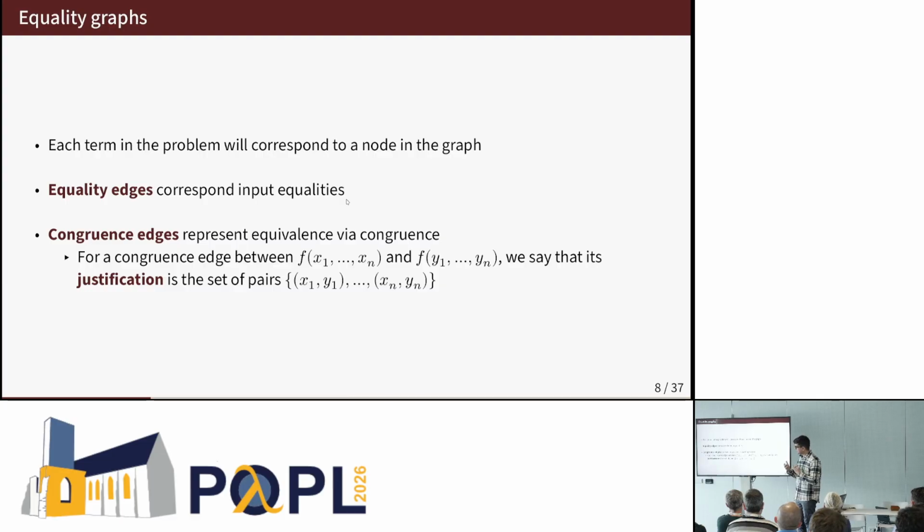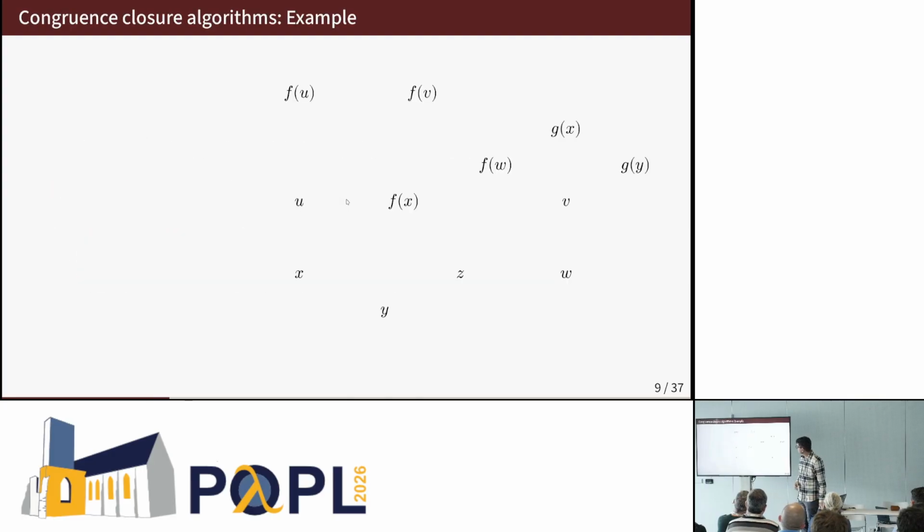So in a sense, the justification is like the pairs of terms that have to be equivalent in order for the edge to be valid. So let's look at an example here. We have a bunch of terms, and we're going to be adding equalities to the graph and seeing how we can construct this E-graph.